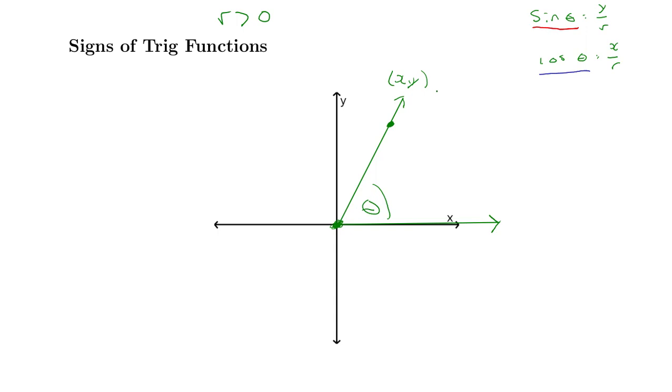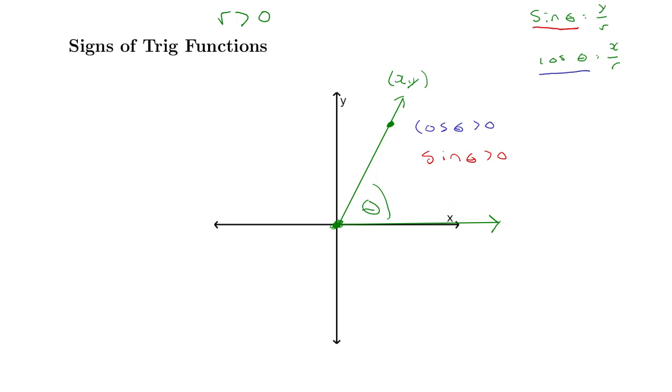So if we look at this point, we'll say this point has a positive x value. So that means our cosine function has a positive x over a positive r. So in this quadrant, cosine theta is greater than 0. It's positive. Similarly, we have a positive y value here, meaning sine has positive over a positive. So that means sine of theta is greater than 0.